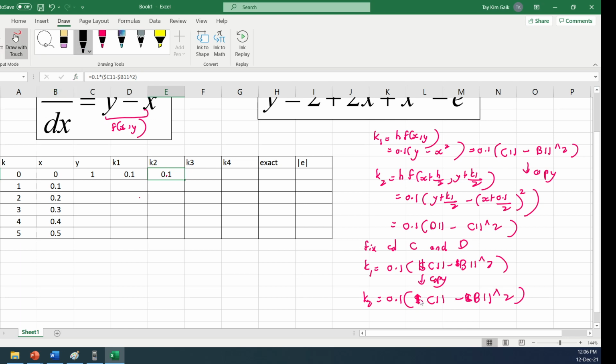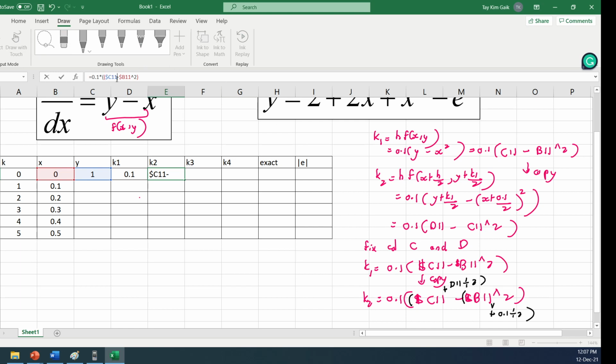After that, you just need to modify the formula for K2. When you copy it, you still get $C11. For y, in front of the dollar you add plus K1, which is D11, so plus D11 divided by 2. You close it, so in front of the dollar you open the bracket. Before you power 2, you add h, which is 0.1, divided by 2, and then close, then only you power 2. So for K2, modify it like that.